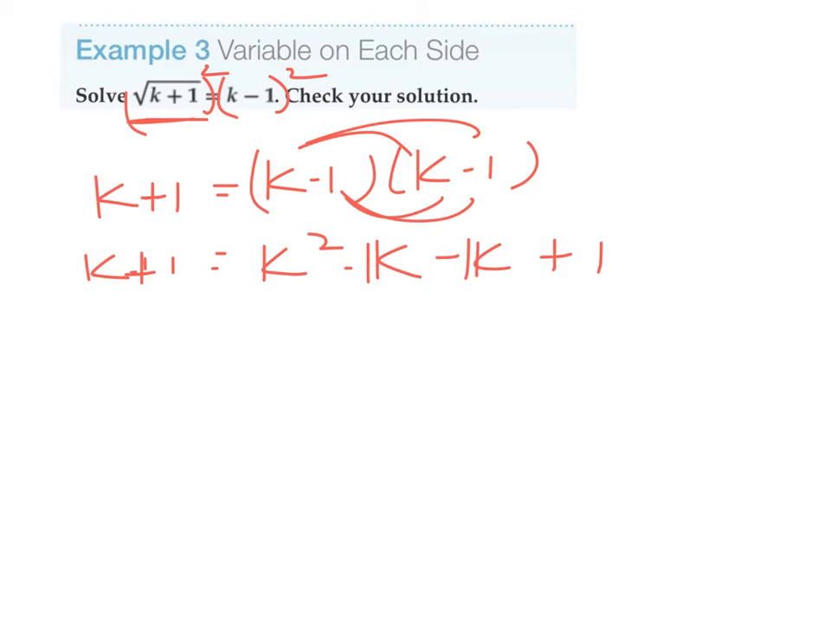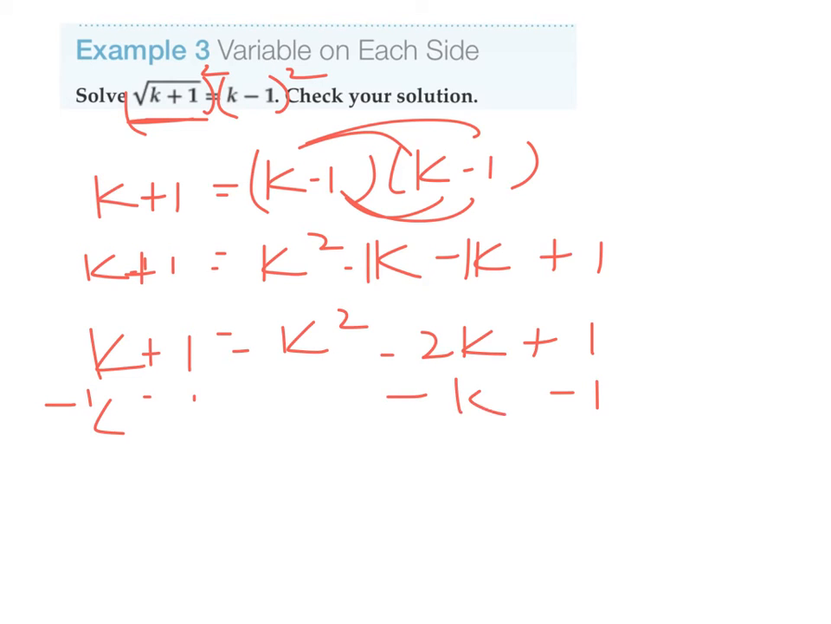So this gives me k plus 1 equals k squared minus 2k plus 1. So if I move my minus 1 over and minus my k, minus 1 and minus k, I end up with 0 on one side, and I get k squared minus 3k on the other.